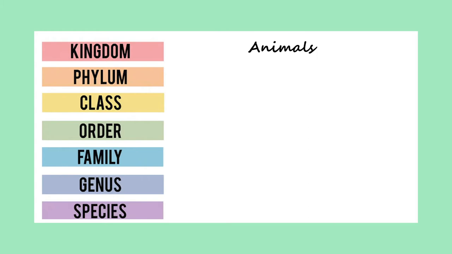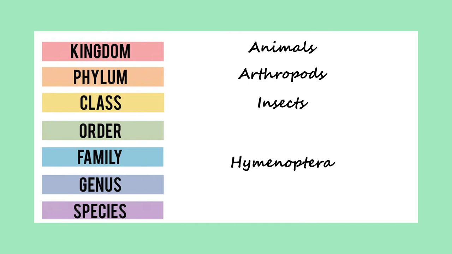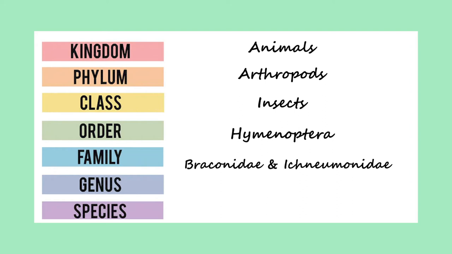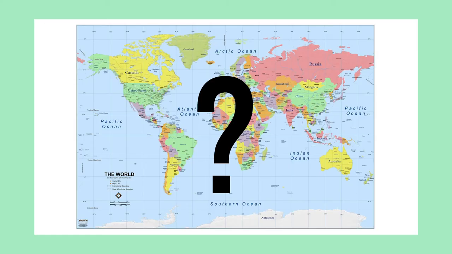For starters, wasps are animals, so they're in the animal kingdom. They're in the phylum arthropods and the class insects. Within the insects, wasps are in the order Hymenoptera. This order includes other insects such as ants and bees, which are some of the closest relatives of wasps. There are multiple families of parasitoid wasps in the Hymenoptera, but two of the biggest are the Braconidae and the Ichneumonidae.